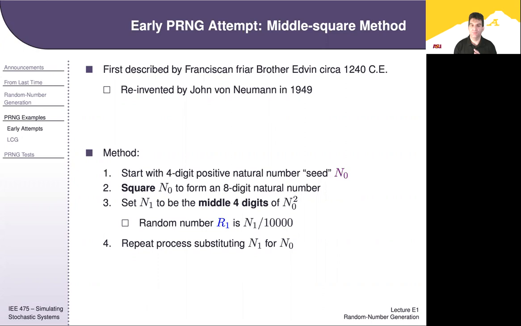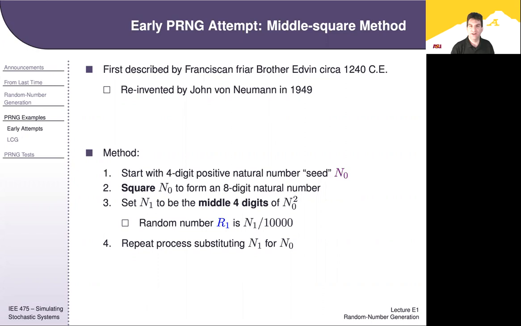The method is we're going to start with a 4-digit number, call that a seed, and then we are going to square that number, and that will turn it into an 8-digit number. If it's not 8 digits, just put zeros on the front end of it. Then we set our next number, you could think of it as the next seed, to the middle 4 digits of that 8-digit number. And then our random number output is going to be that new number divided by 10,000. Then we repeat that process, using that number n1, those middle 4 digits, as the seed for the next iteration of this algorithm.